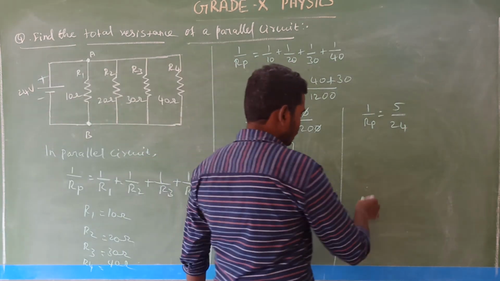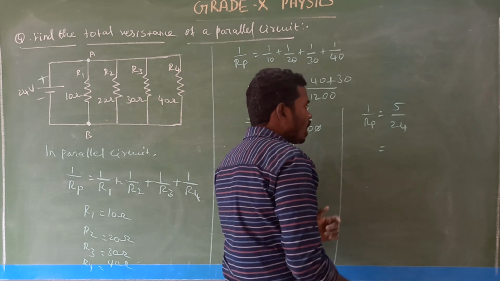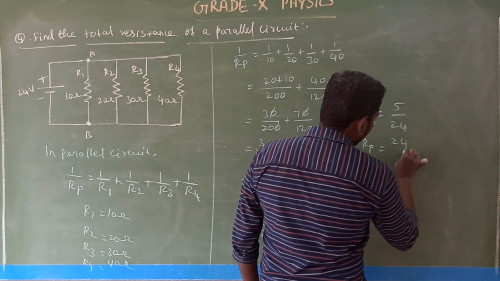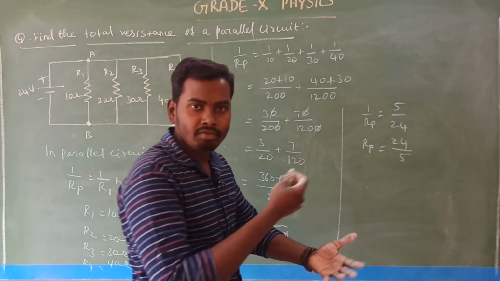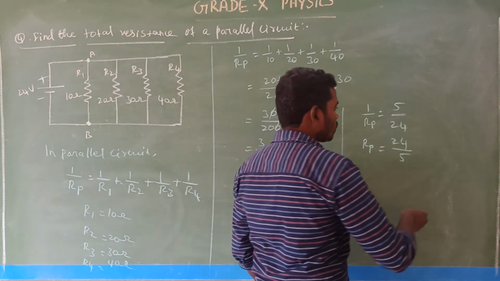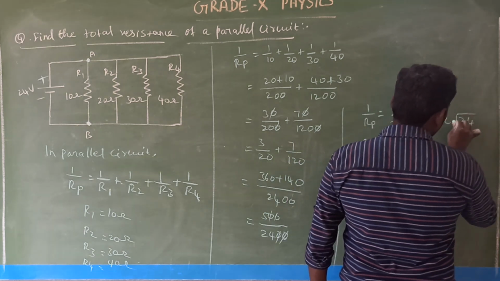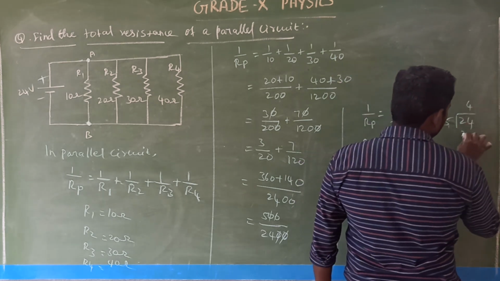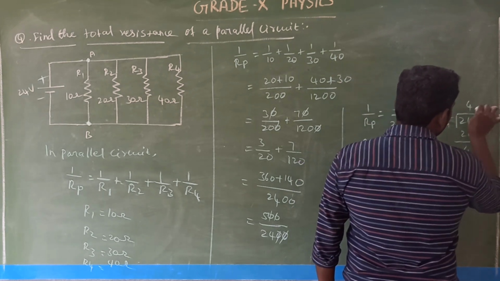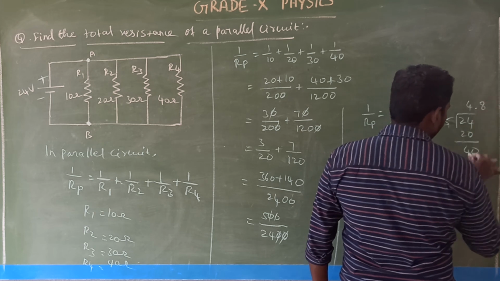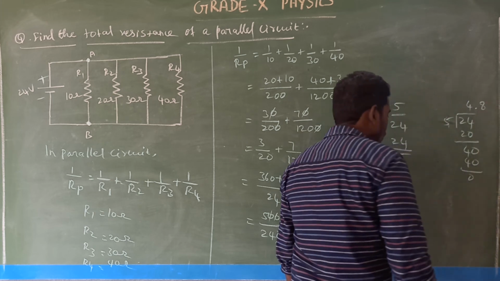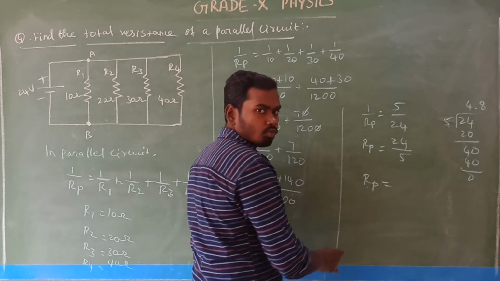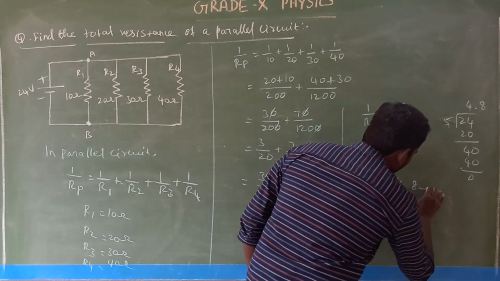So 1 by RP is equal to 5 by 24. So the RP value will be 24 by 5. Just inverse, reciprocal, that's all. So 24 divided by 5 is equal to how much? 4 into 5 is equal to 20 and remaining 4, put a decimal point, add a 0, and 8 into 5 is equal to 40. So the equivalent resistance value RP, which means the total resistance value, will be 4.8 ohm, that's all.